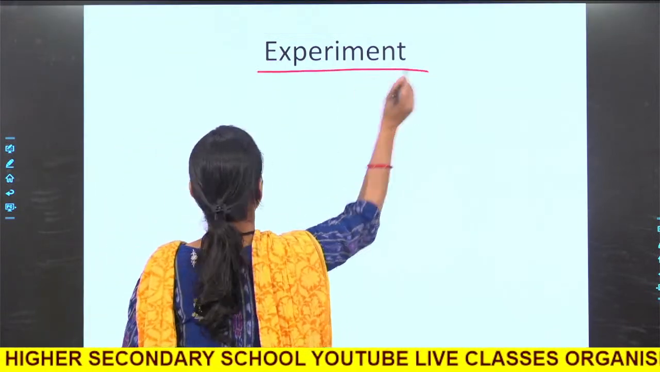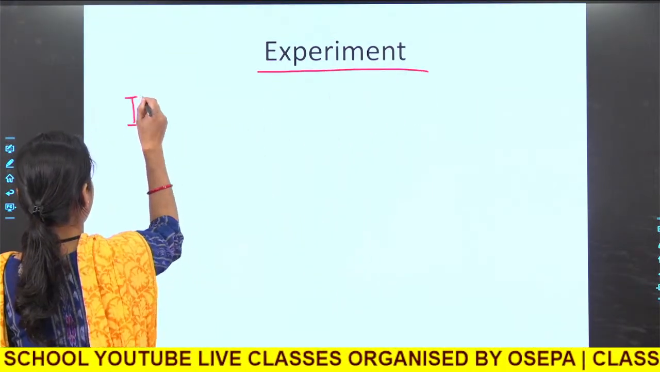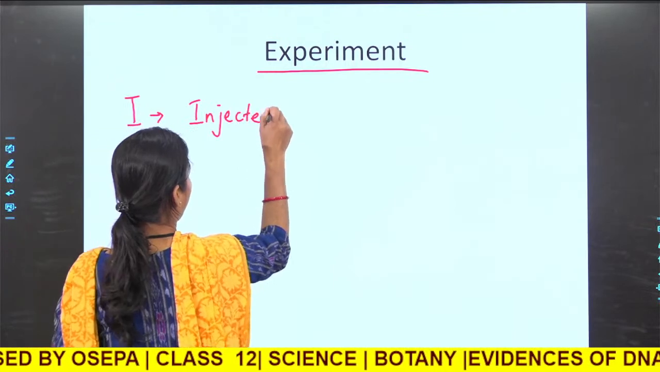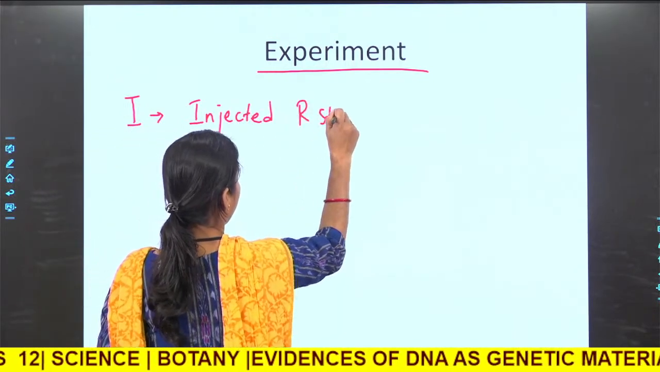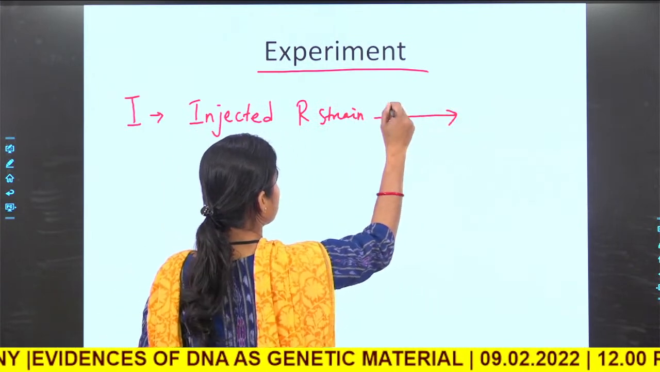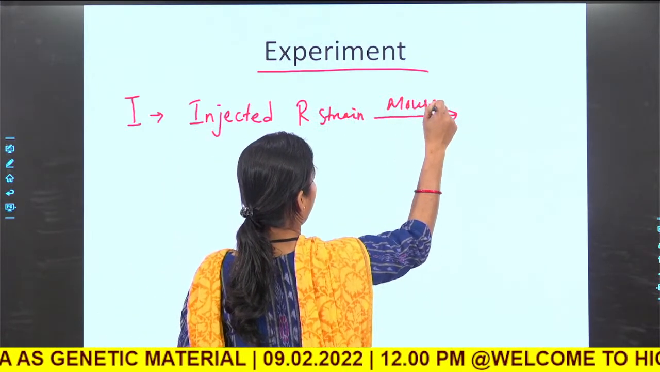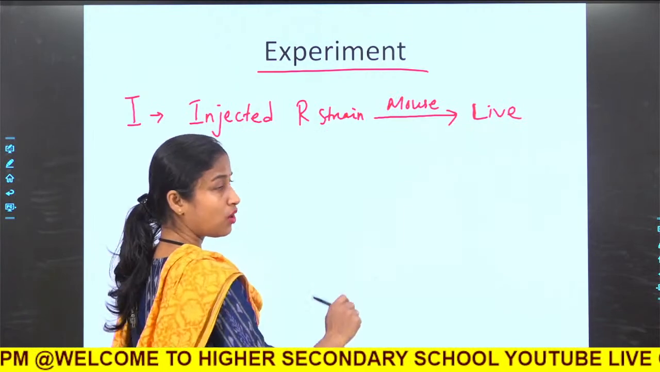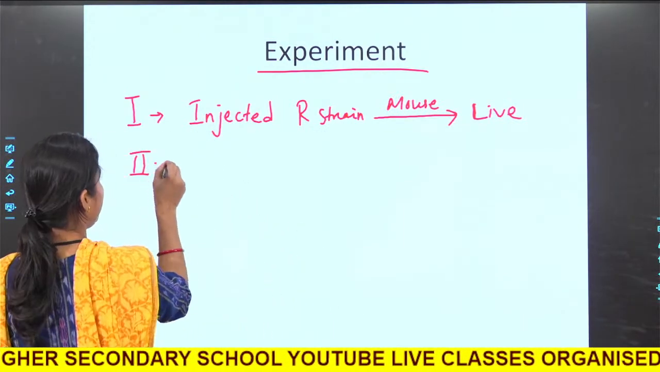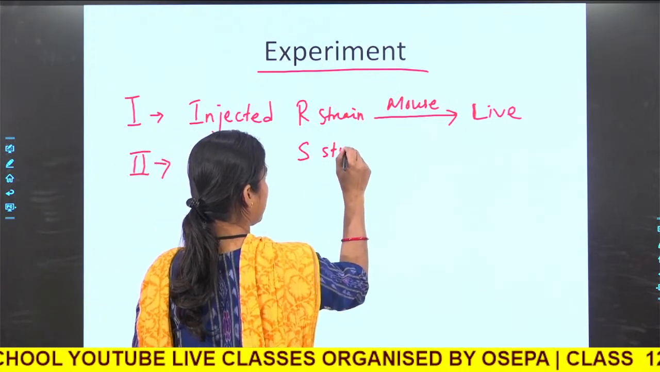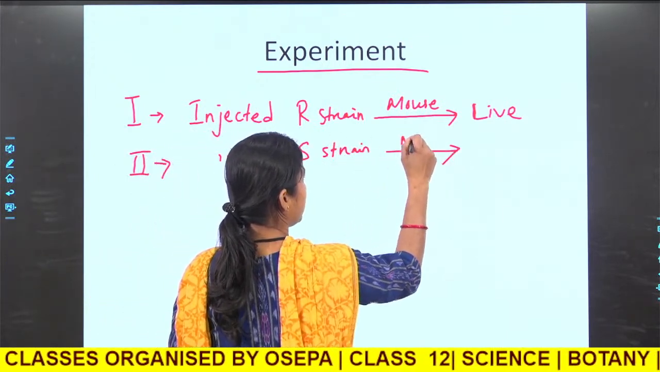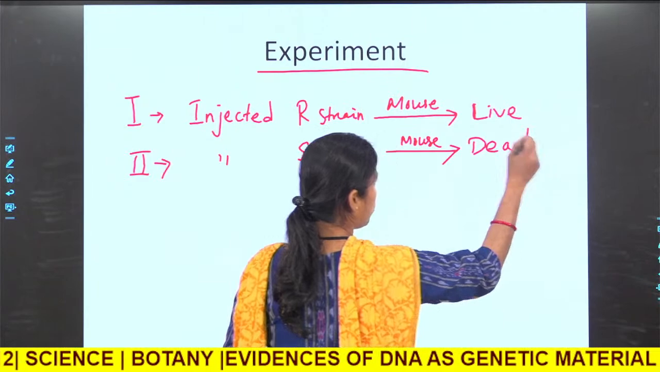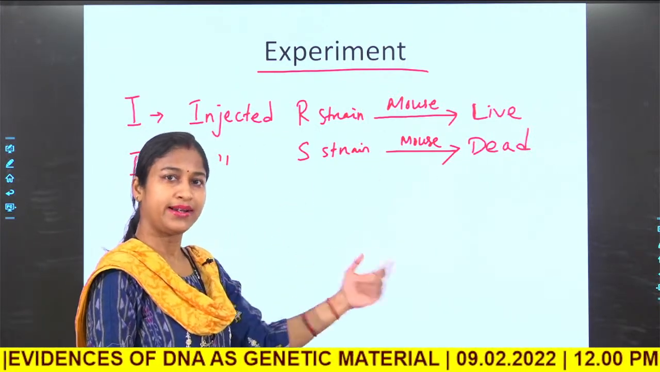Now what is the experiment? In the first series, he injected the R strain into the mouse and he found all the mouse in living condition. In the second series of experiment, he injected the S strain into the body of the mouse, where he saw that all the mouse injected with the S strain were dead.